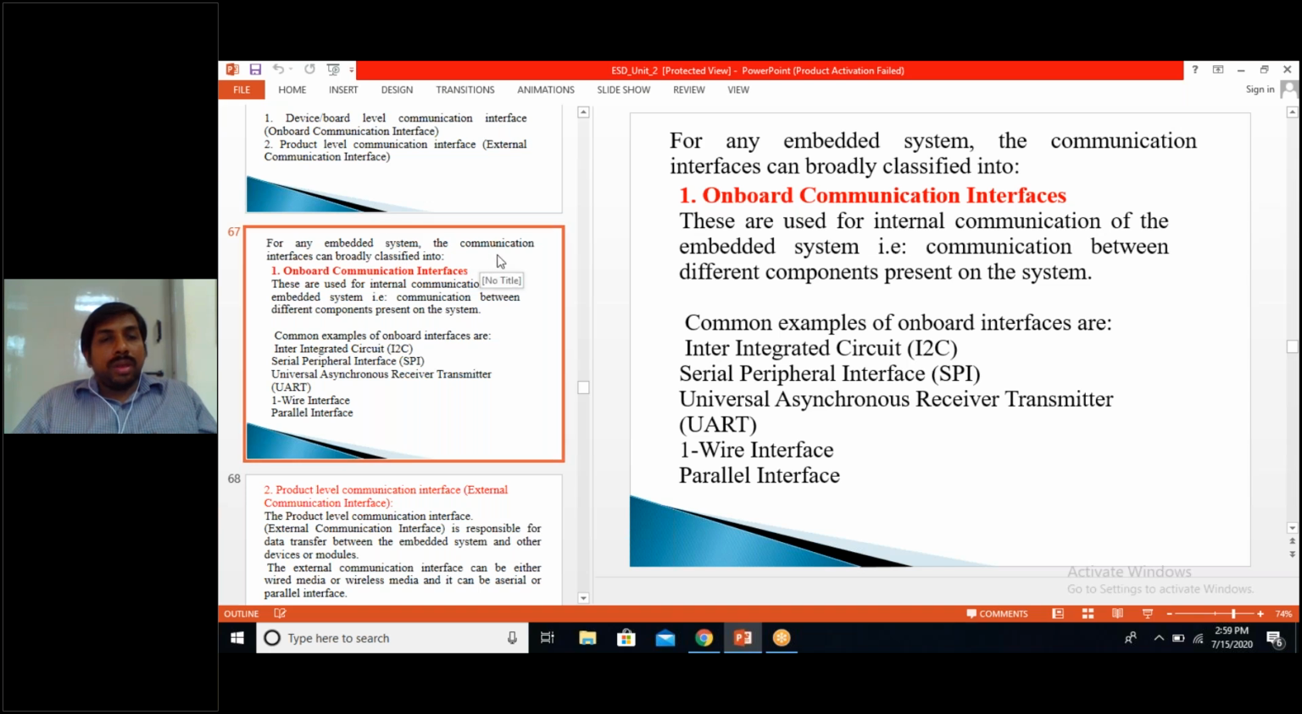For any embedded system, the communication interface is classified into two types. Onboard communication interface is the communication occurring between the different components present on the system. Examples are I2C, inter-integrated circuit, SPI, serial peripheral interface, UART, universal asynchronous receiver transmitter, one wire interface, and parallel interfaces. These interfaces are nothing but a bus connecting the components of your embedded system.